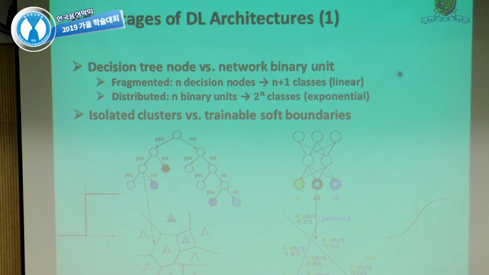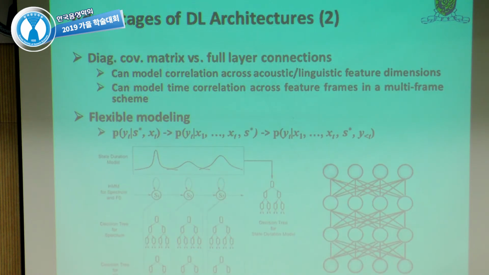So let's summarize the advantages of deep learning. As we say, decision tree segments the training data into isolated parts, but deep learning can model this linguistic feature as a whole. For example, when we add a node, it actually separates the linguistic feature space into two parts, but these two parts will still be considered in the consequent layers.